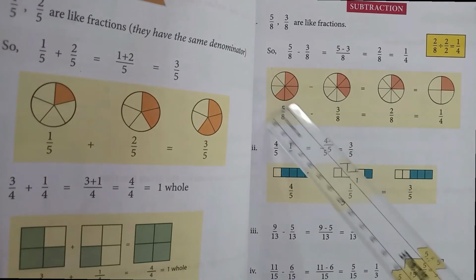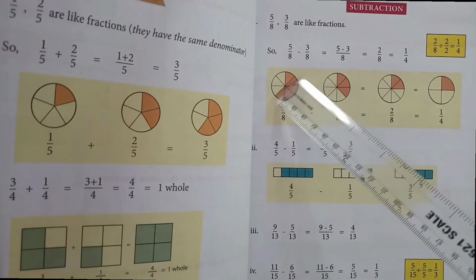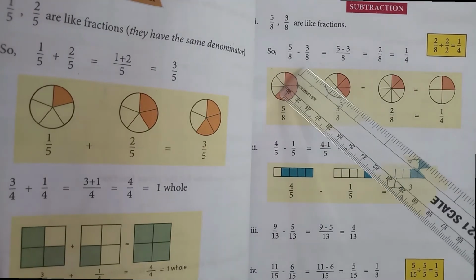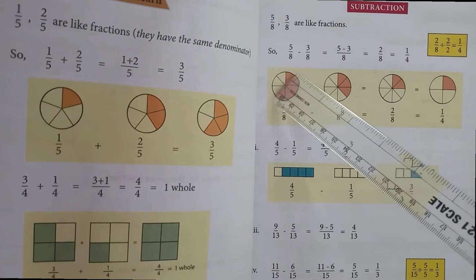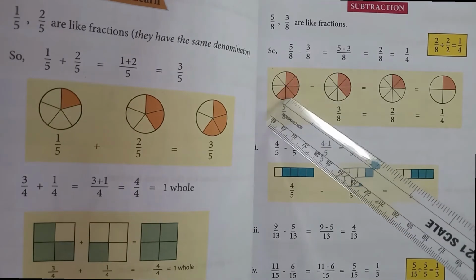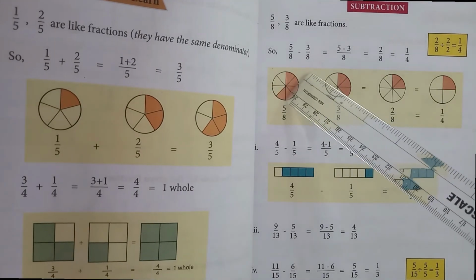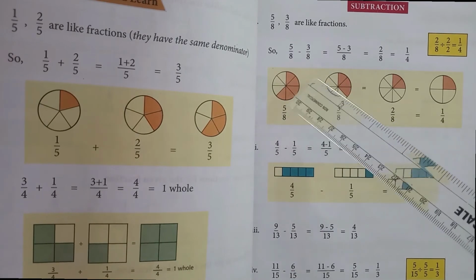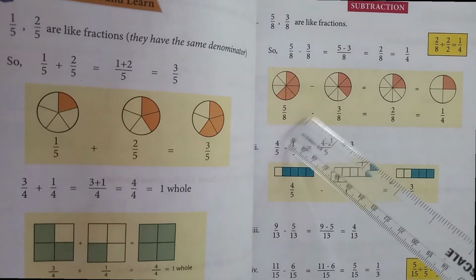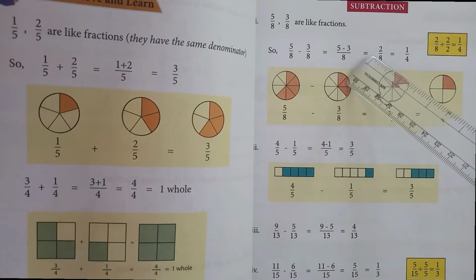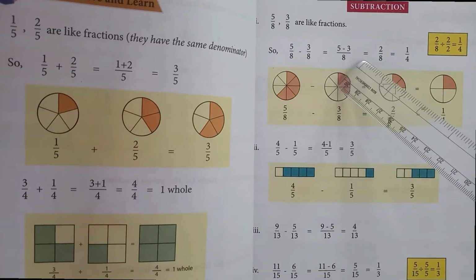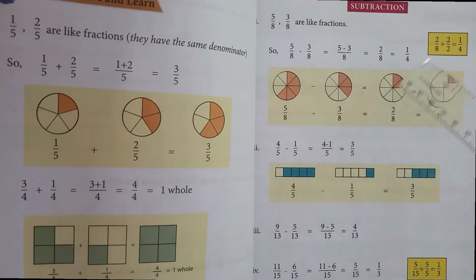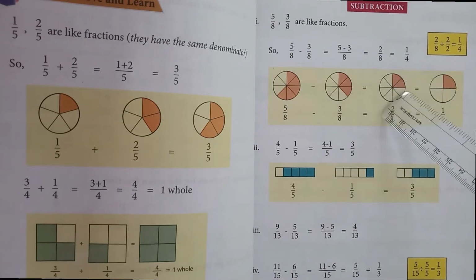Now you check here in the example very clearly. How many parts are there in this circle? Total 8 parts are there. Out of 8 parts, how many have been colored? 5 parts have been colored in brown. So the fraction they have written is 5 by 8. Now in the second example, they have colored only 3 parts out of 8. So, 5 by 8 minus 3 by 8 is equal to 2 by 8.